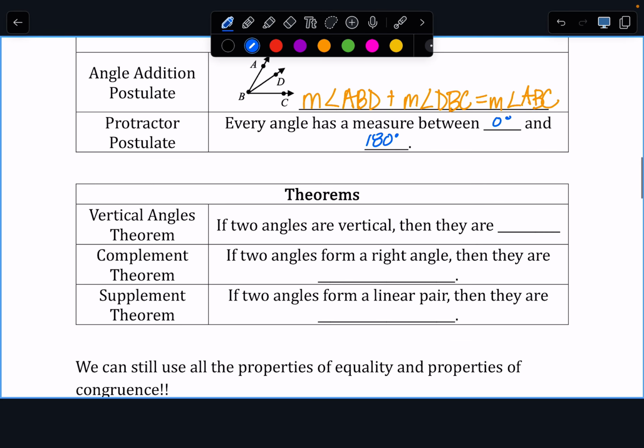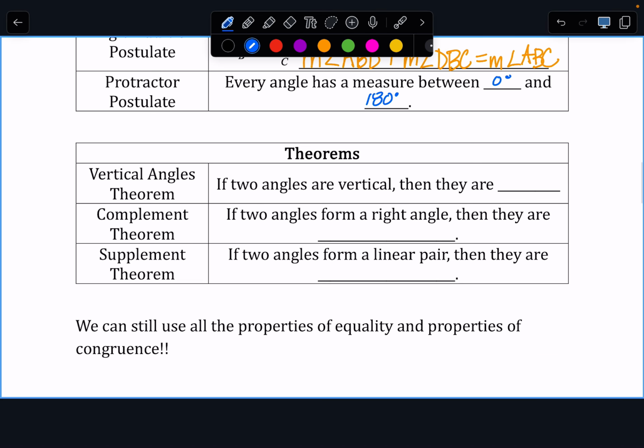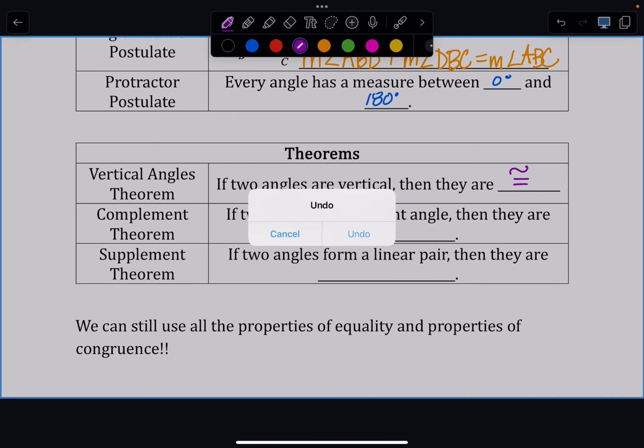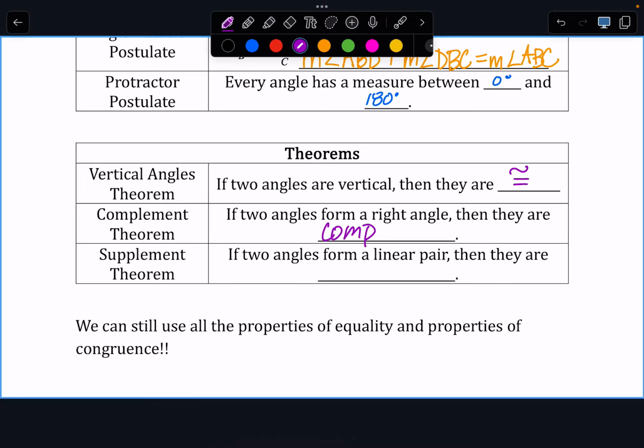Okay. All right, what do we know about vertical angles? They're the same. They're congruent. If two angles form a right angle, then we can say they are... If two angles form a linear pair, we know that they are supplementary.